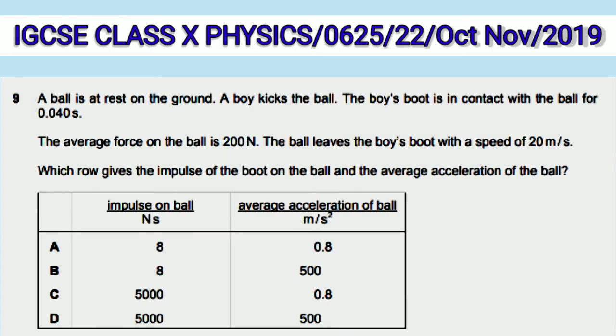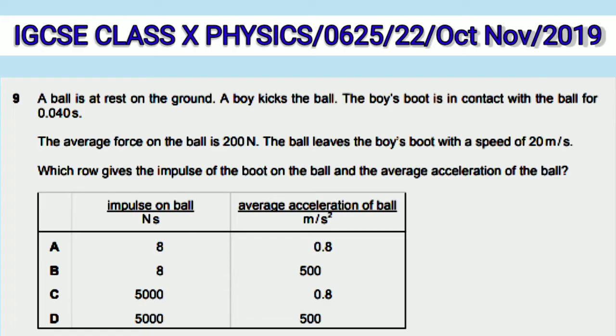Let's do question 9. A ball is at rest on the ground. A boy kicks the ball. The boy's boot is in contact with the ball for 0.040 seconds. The average force on the ball is 200 newtons. The ball leaves the boy's boot with a speed of 20 meter per second. Which row gives the impulse of the boot on the ball and the average acceleration of the ball?